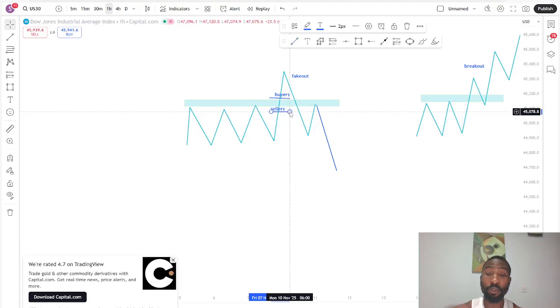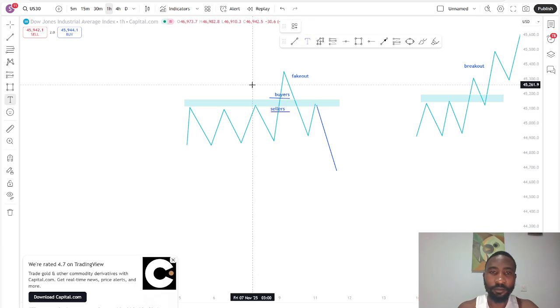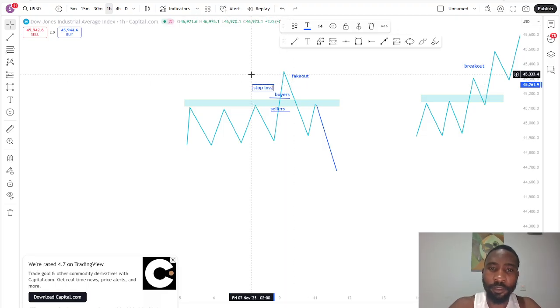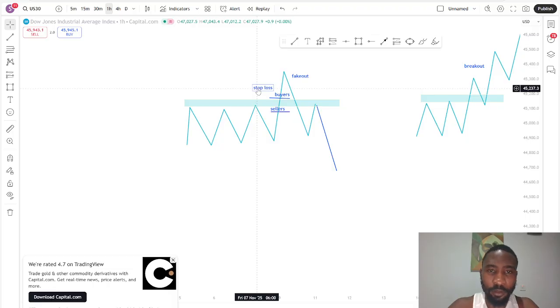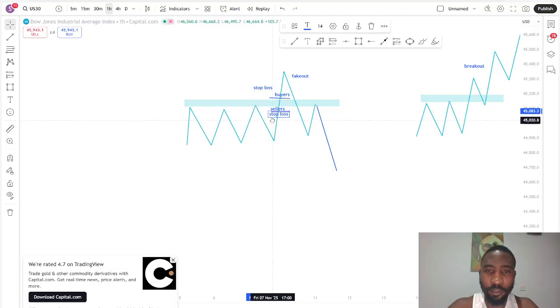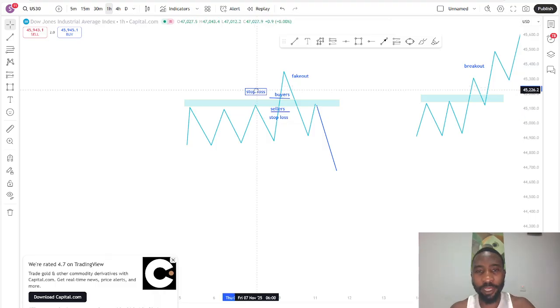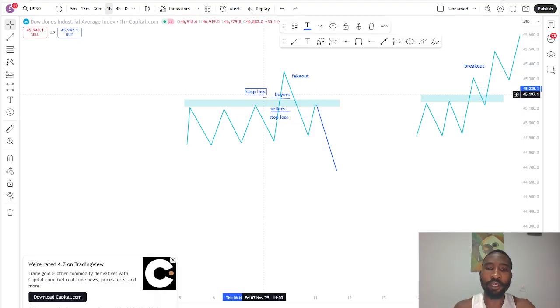So what the market will do when there is a fake out is it will go and take out people who are selling. It will take their stop loss, right? Let me write stop loss so that you guys will understand what I mean. Okay, now we have two stop losses. We have the stop loss for the buyers and the sellers. If you're buying, your stop loss will be below.